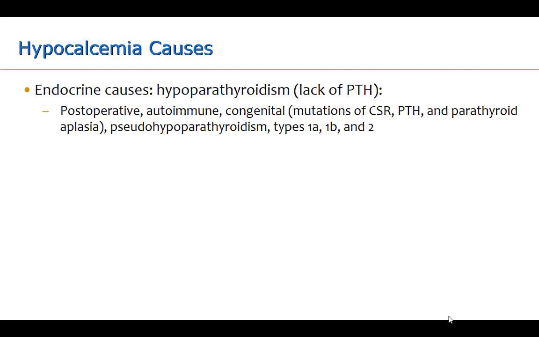pseudo-hypoparathyroidism. Now, this is the condition where the PTH levels are actually high in the blood, but the PTH receptor is not responding to it. So, when you measure the parathyroid hormone levels in the patient's blood, they will be high, but the patient will have hypocalcemia, because this PTH is unable to bind to the PTH receptor on the target cells and do its function. This is pseudo-hypoparathyroidism.